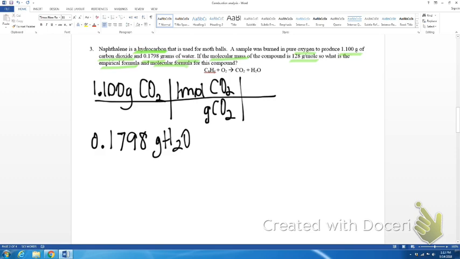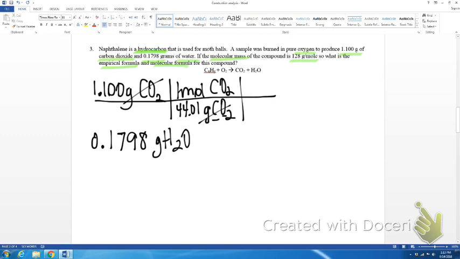Depending on the periodic table you use, I know carbon dioxide is 44.01. Like I said, depending on the periodic table you use, 1 carbon plus 2 oxygens. Hopefully that's not news to you. And so from here, we canceled out grams of carbon dioxide.